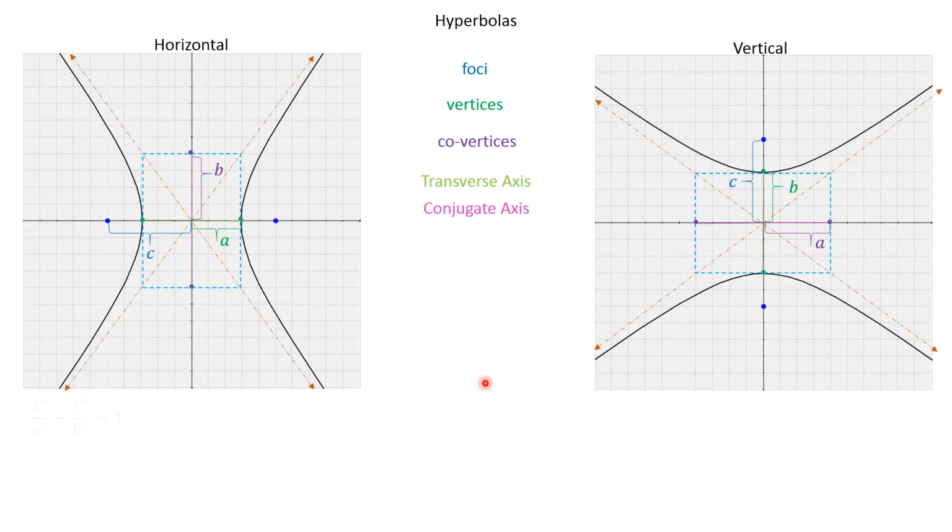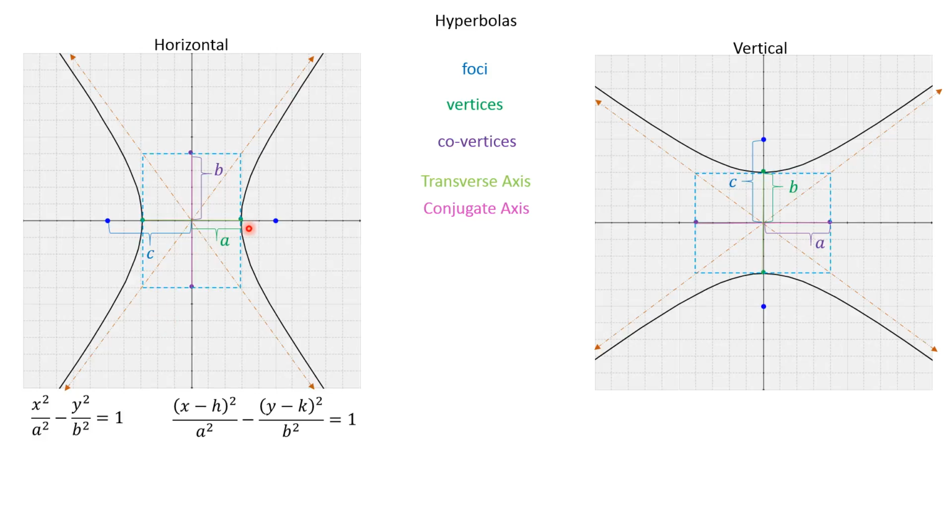Now we should be able to look at some equations. The basic one for the horizontal, centered at 0, 0, is x squared over a squared minus y squared over b squared equals 1. If we wanted to move the center to (h, k), we're going to do the exact same thing we've done every other time. (x minus h) squared over a squared minus (y minus k) squared over b squared equals 1.